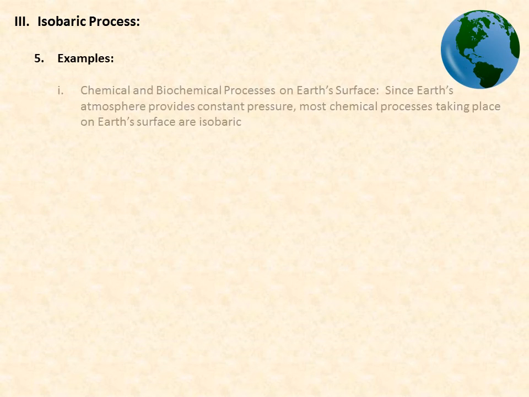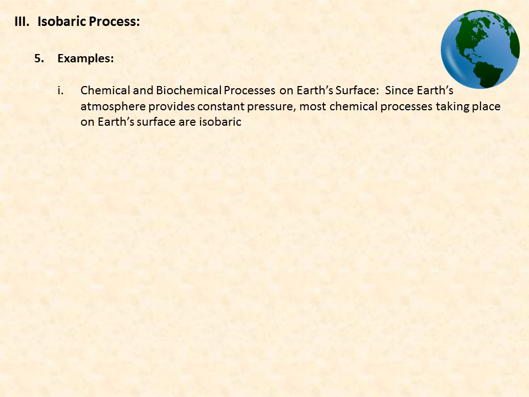All right, so let's take a look at a few examples of isobaric processes. The first example is very straightforward and very important. If you think about it, pretty much all chemical and biological processes taking place on the Earth's surface are taking place at a constant atmospheric pressure. So these processes are, for the most part, isobaric.